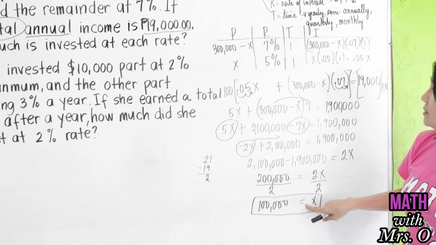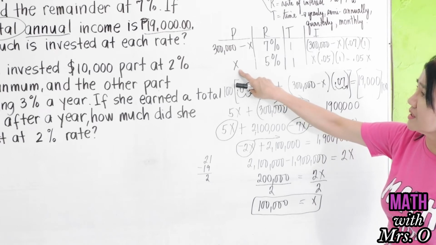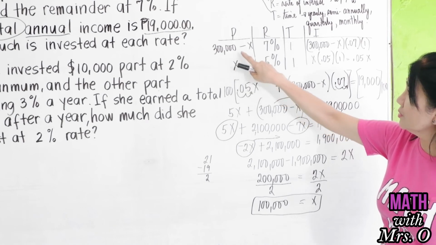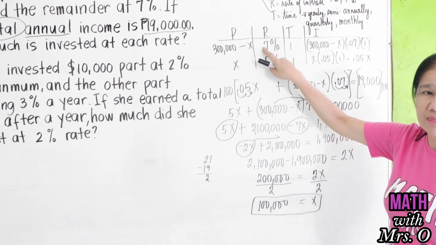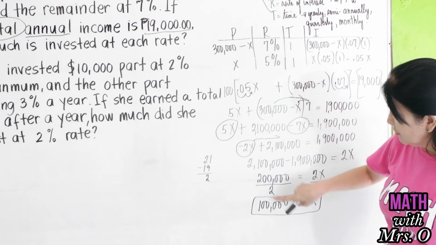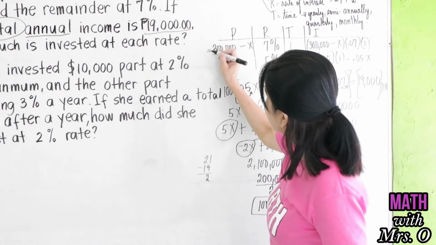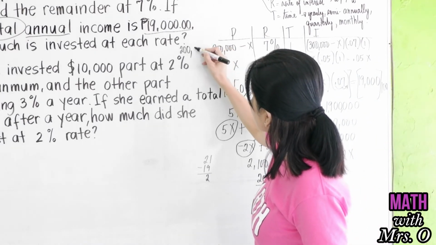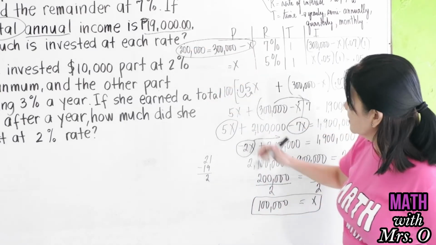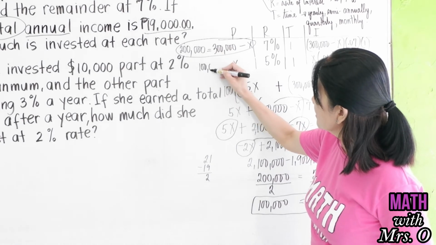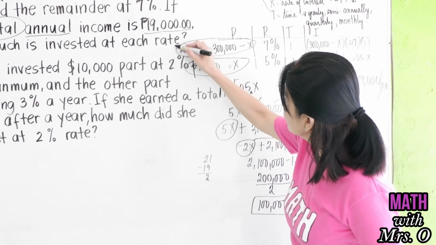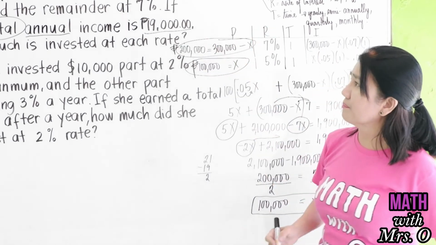So, if x, or the amount invested at 5%, is 100,000, how much do you invest here at 7%? So it's going to be 300,000 minus 100,000, which gives you 200,000. And our x here is 100,000. Then add the peso sign, because it is in pesos.